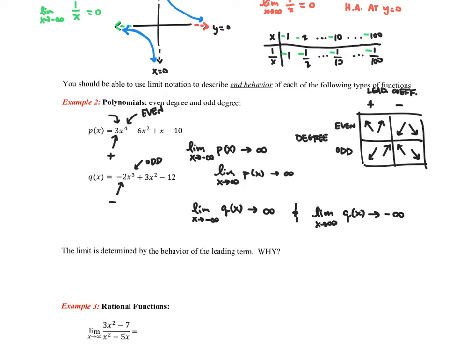All right. The limit is determined by the behavior of the leading term. And the reason why is, as x goes to infinity, let's say for p of x, I've got 3x to the 4th minus 6x squared plus x minus 10. The following terms become somewhat insignificant because their rate of growth is nothing in comparison to the leading term. So the leading term overpowers and overwhelms the other terms.